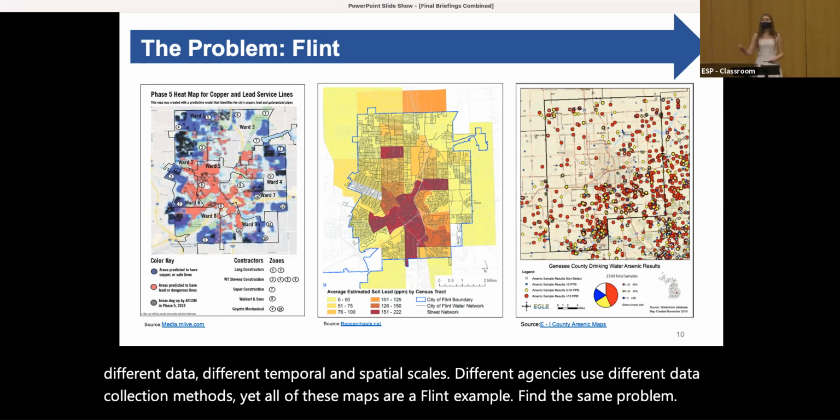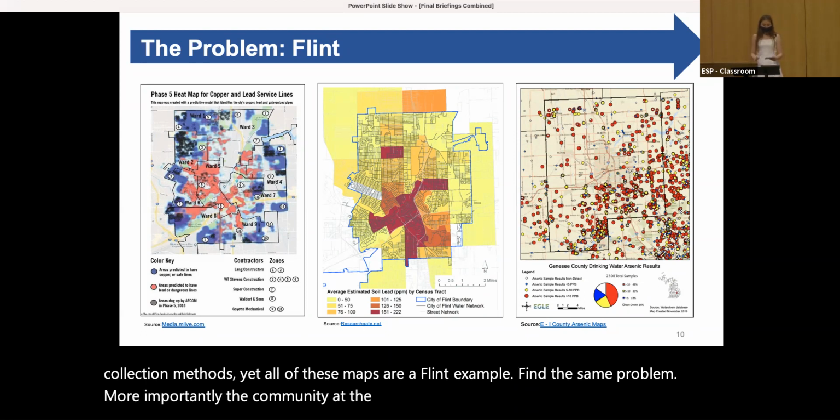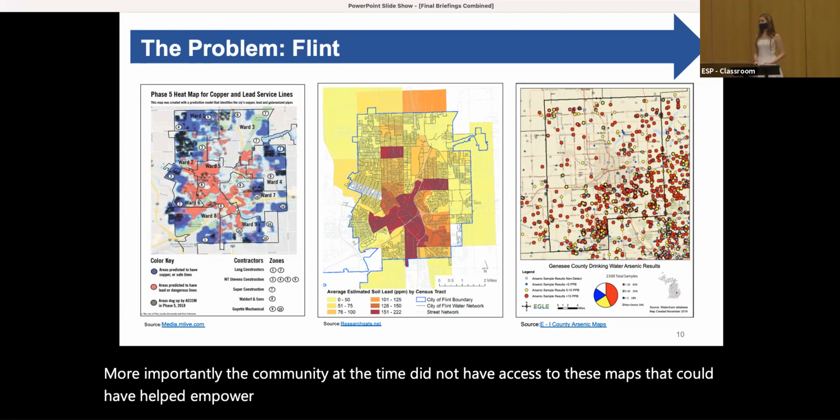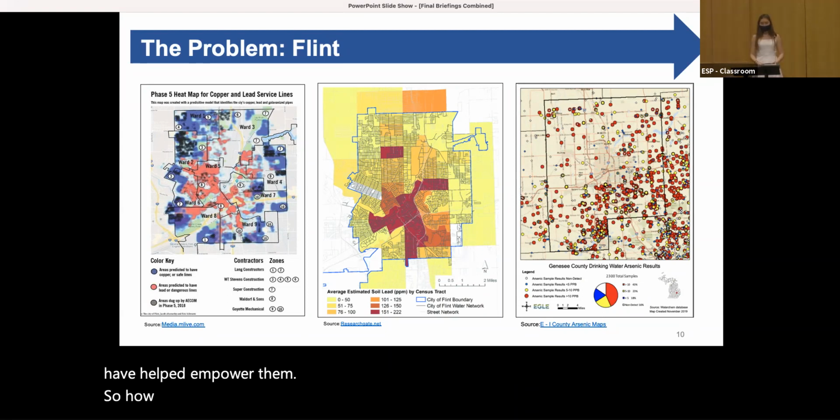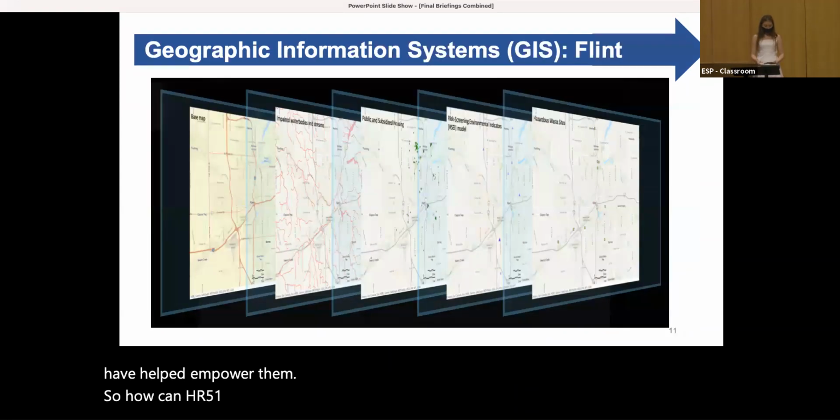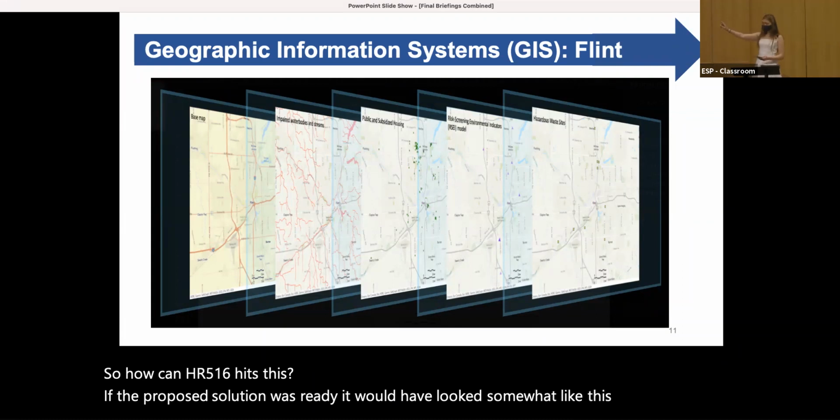More importantly, the community at the time did not have access to these maps that could have helped empower them. So how can HR 516 fix this? If the proposed solution was ready, it would have looked somewhat like this for Flint. Here we have a series of layers.